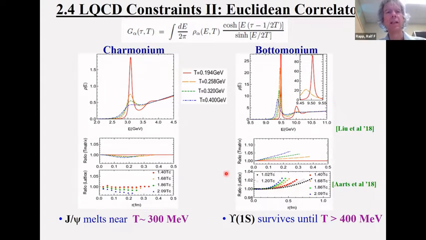In fact, these were included in the self-consistent fit procedure just to have a better accuracy here. And you see in the charmonium and the bottomonium sector, you get correlator ratios which are in reasonable agreement with lattice data. And what you find is that, yes, the J/psi dissolves, but not all that quickly. Maybe it's gone by 300 MeV or so, while the 1S survives much higher.